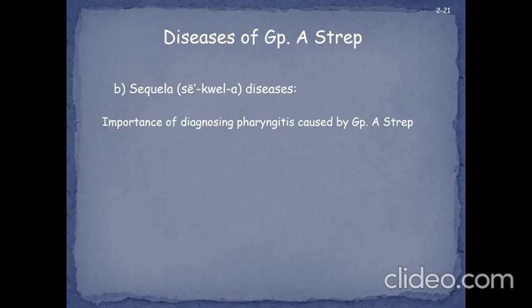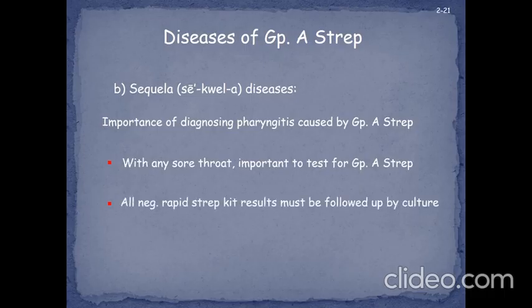I want to just reiterate this point, that the sequela diseases show the importance of diagnosing pharyngitis that is caused by group A strep. With any sore throat, it's important to test for group A strep, and if we have a negative rapid strep kit result, then we need to follow that up by culture. Now, something that's becoming more and more prevalent is some rapid identification using DNA-based tests, and that's great. That's happening in some of the bigger laboratories, and I'm sure that cost is going to get down enough that it can be done in smaller laboratories.